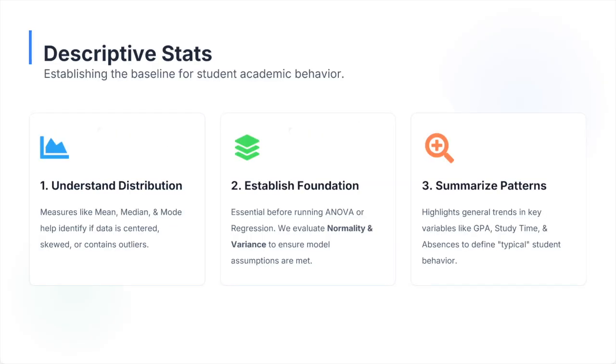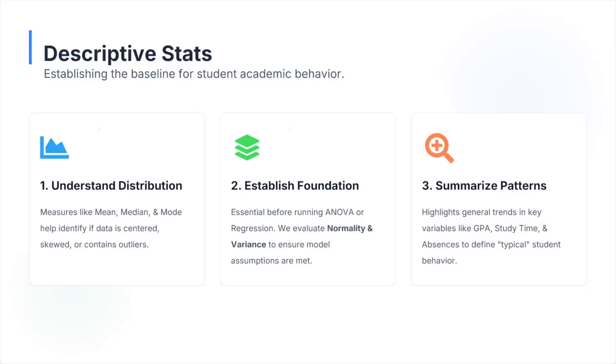The dataset given contains 2,392 records and contains a range of academic, demographic, and behavioral variables used to understand student performance. Descriptive statistics were used for three main reasons. One, to understand the data distribution. Measures such as mean, mode, median, and standard deviation help identify whether data is centered or skewed or contains any outliers. Secondly, it was done to establish a foundation for analysis.